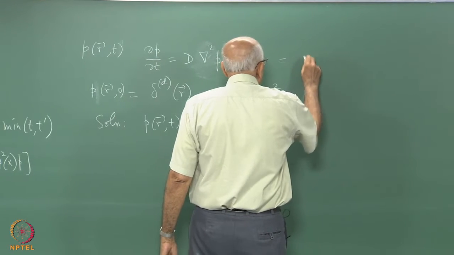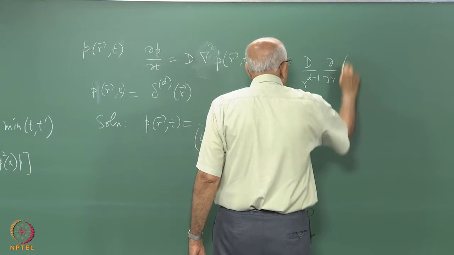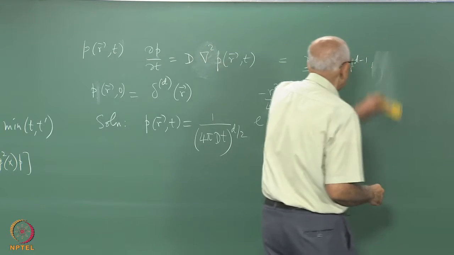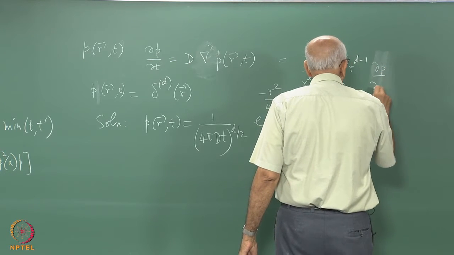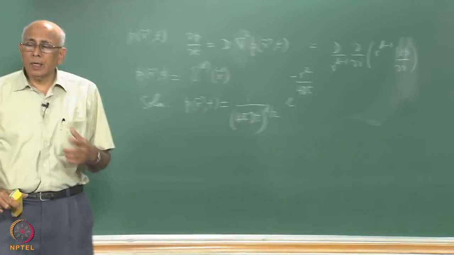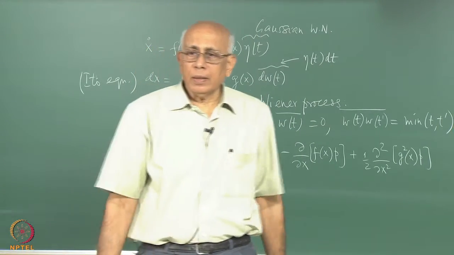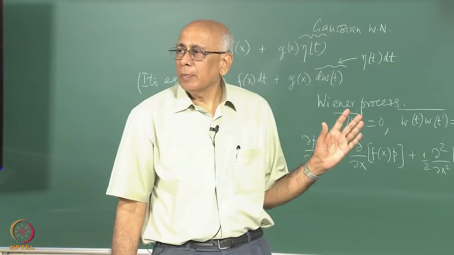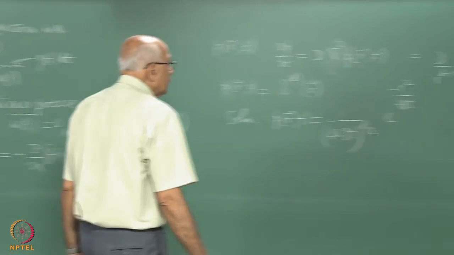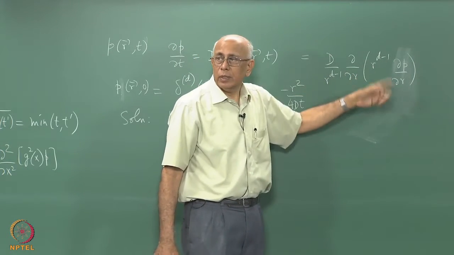This becomes equal to D times 1 over r to the d minus 1, del over del r of r to the d minus 1 del p over del r. That's the Laplacian written out in spherical polar coordinates in d dimensions and retaining only the radial part. The angular parts, the p doesn't depend on the angular parts and therefore those don't appear in the del squared at all. Right? Of course, when you go to d equal to 3, you get the familiar 1 over r squared d over dr, r squared d over dr.